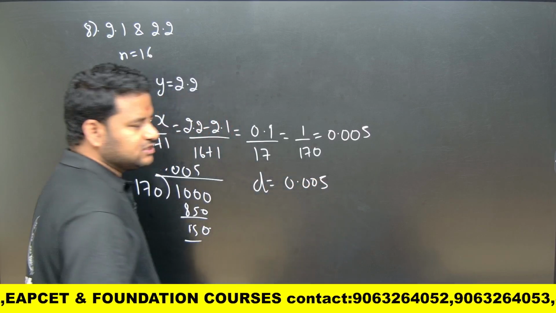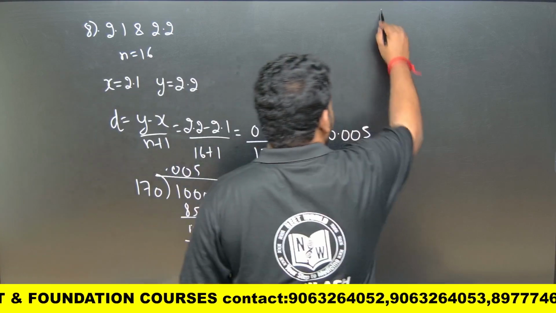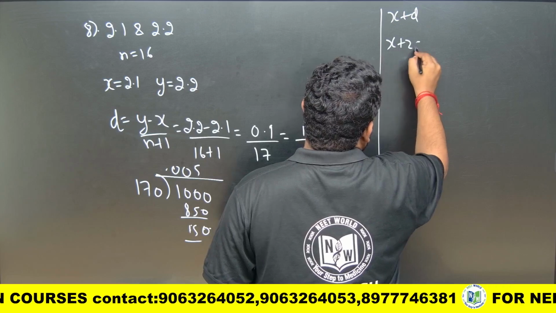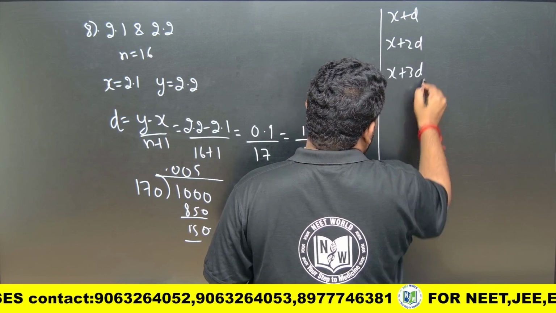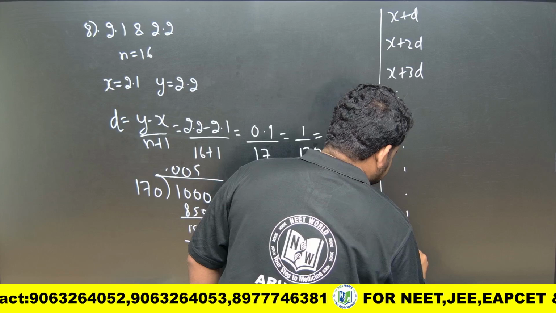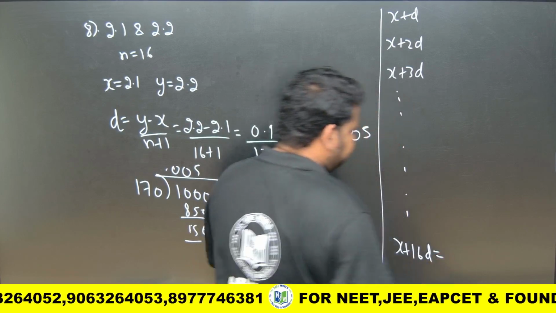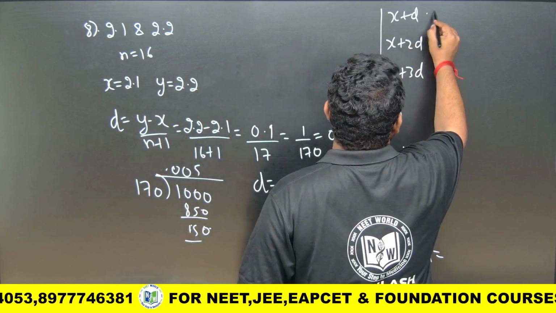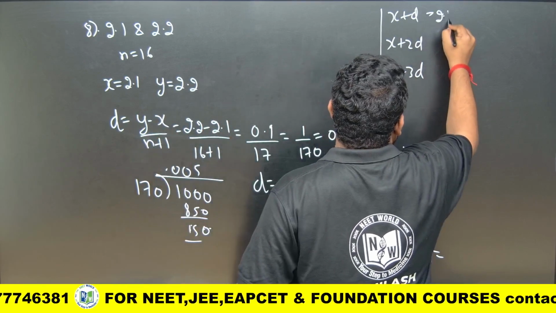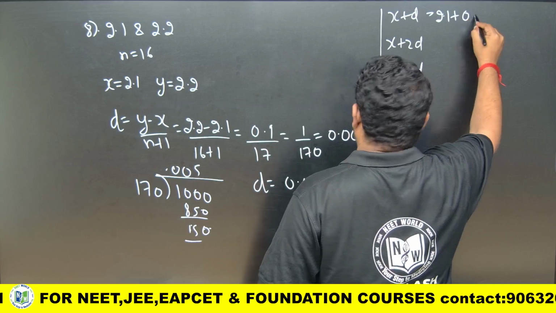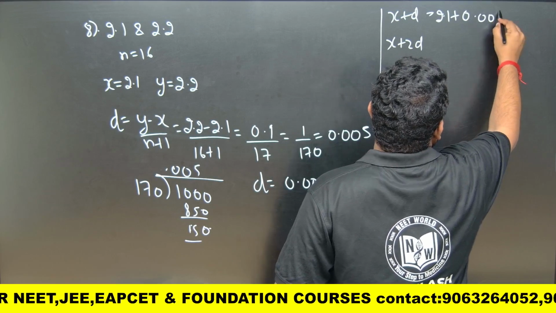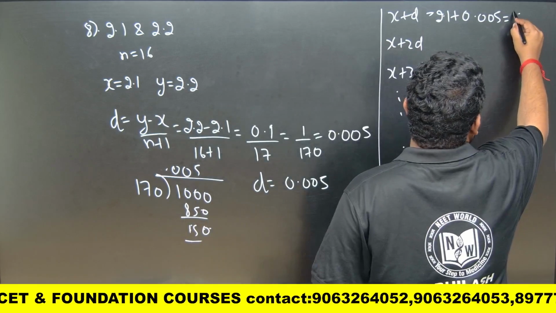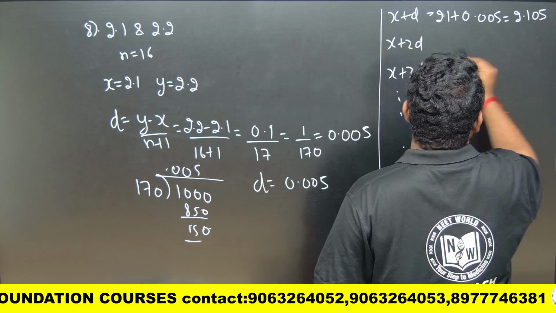Now they are asking us to find x plus d, x plus 2d, x plus 3d, up to x plus 16d. That you can solve by yourself; this is the homework. But I will show how to find x plus d. X is 2.1 and d is 0.005. So 2.1 plus 0.005 gives me 2.105.